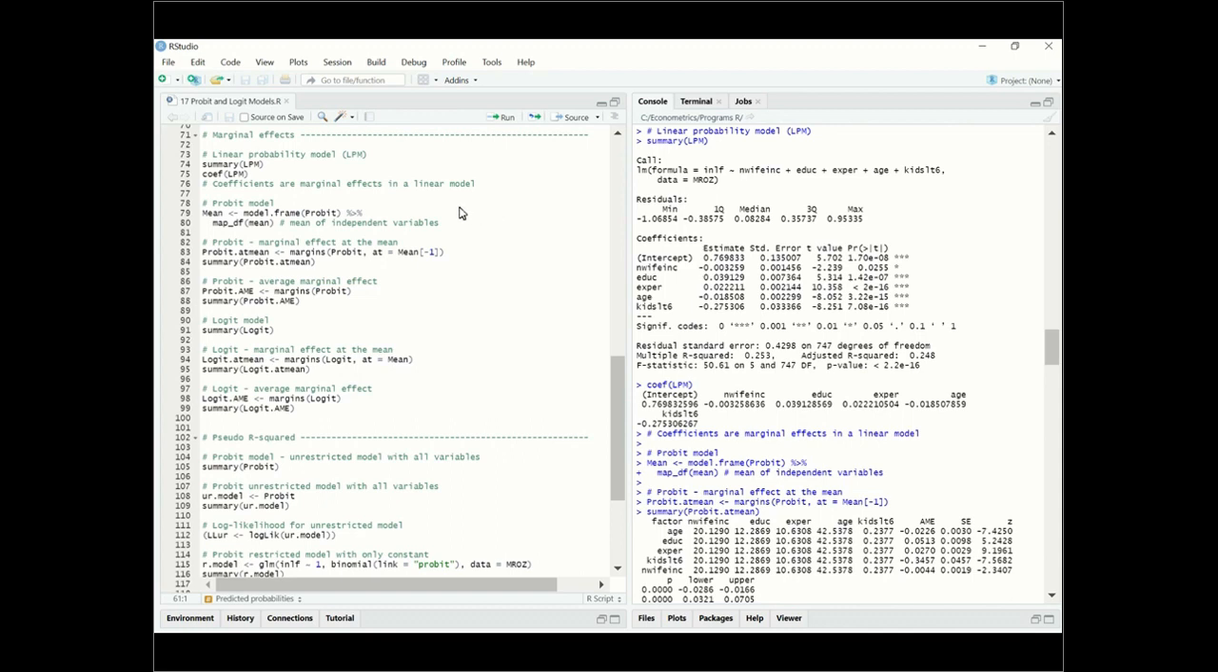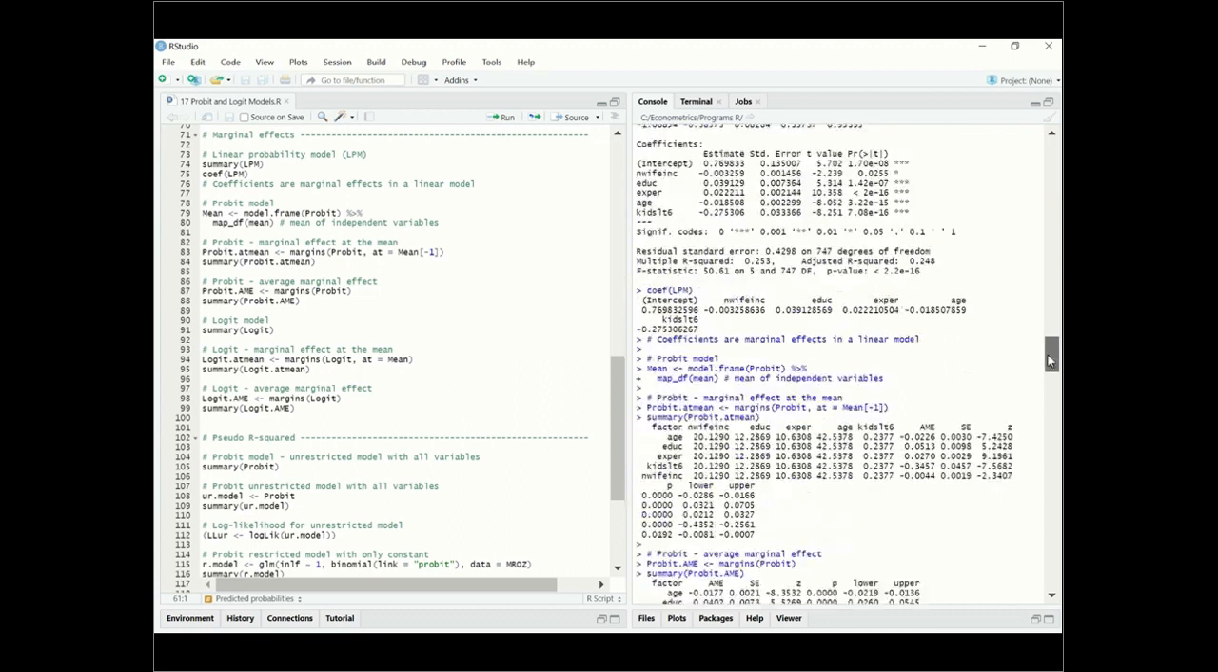The first one, if we have the Probit model here, is that we first need the mean of the independent variables. To get the mean, we would use model.frame for the Probit model, and then map_df of mean, which gives us the mean of the independent variables. Once we have these means, we can calculate the marginal effects at the mean for the Probit model. To do that, we're going to use margins. We give it the Probit results and we say at mean here, and this is going to give us marginal effects at the mean.